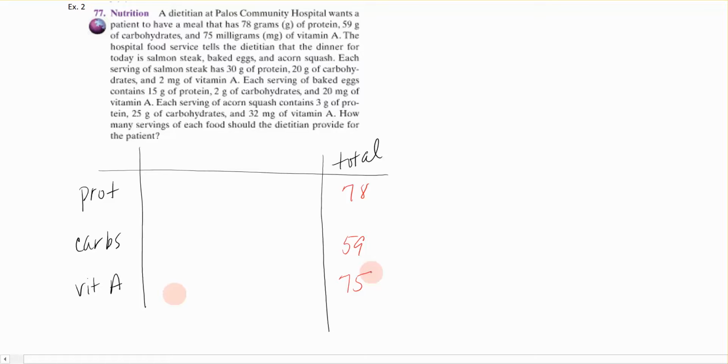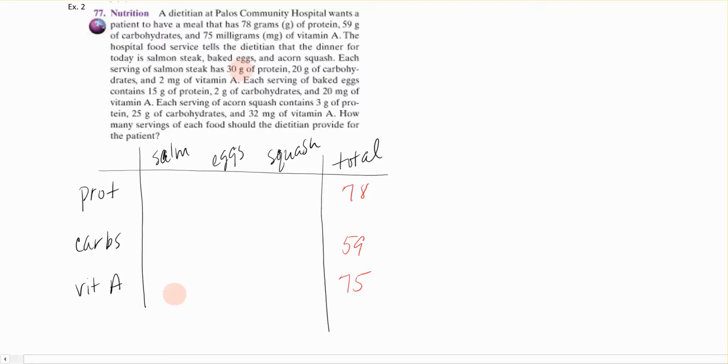Now is when we come in and we know that for dinner we're going to have salmon, eggs, and squash. So salmon, eggs, and squash all become the parts. All become the columns. Okay, so I know that each serving of salmon is going to contain so much protein, carbs, and vitamin A. So this is what we're going to fill in.